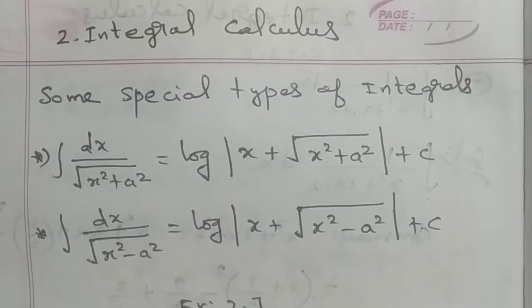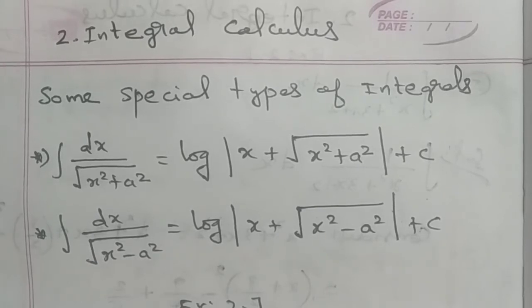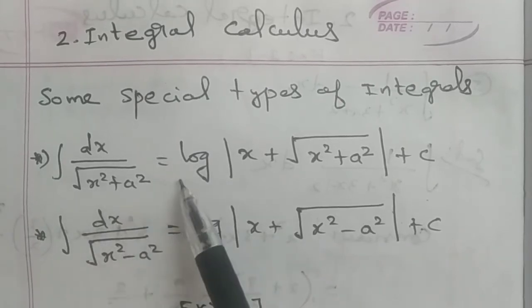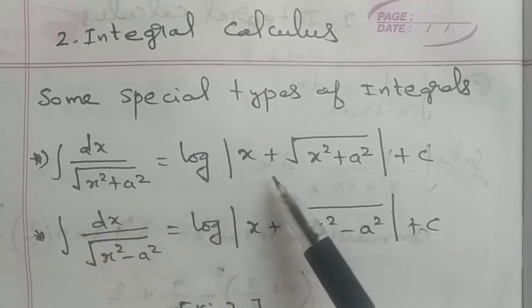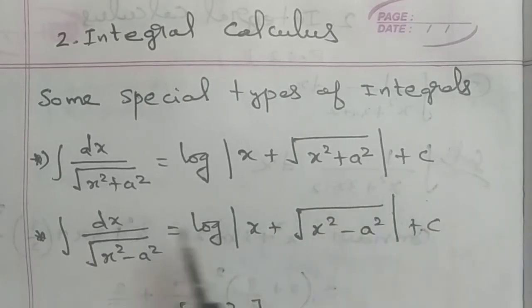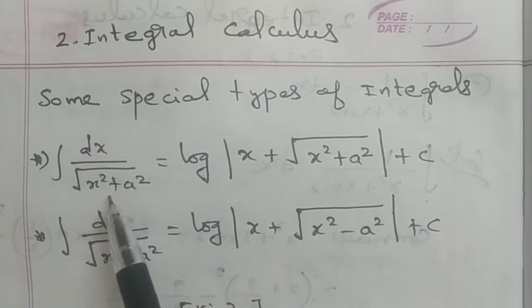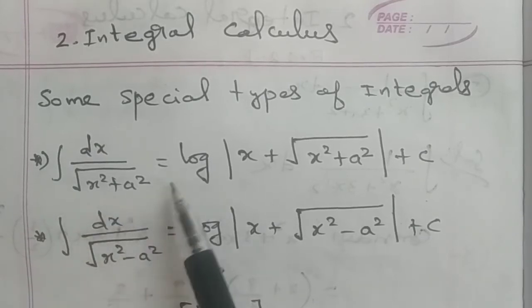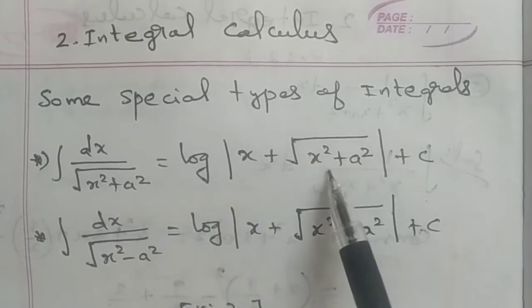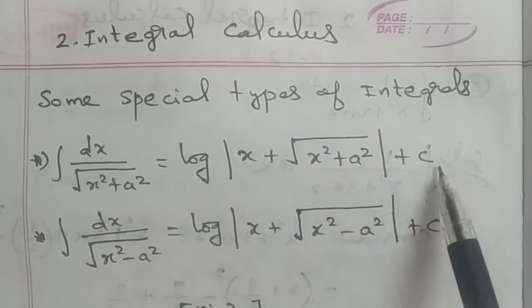Good morning, students. Let us discuss unit number 2, integral calculus. Some special types of integrals. Integral of dx divided by square root of x square plus a square equals log modulus of x plus square root of x square plus a square plus c.